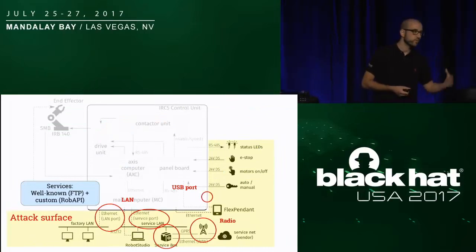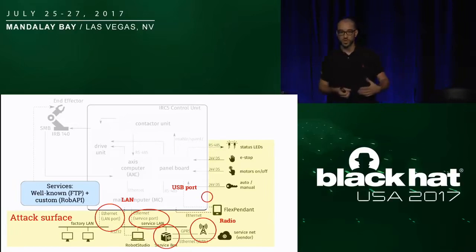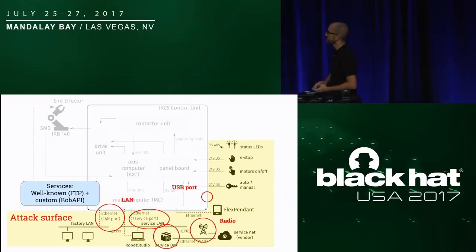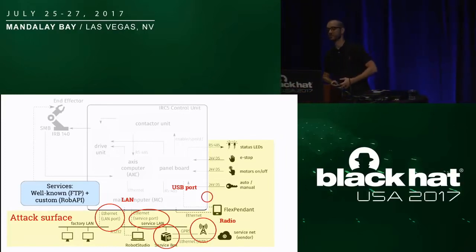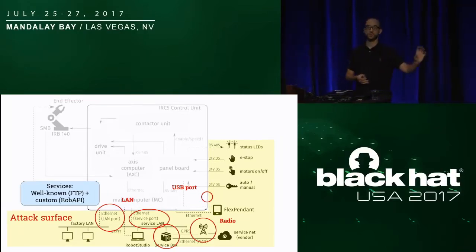For example, we have found that ABB uses FTP as a means to upload code or upgrade certain components. But of course, there are also other non-standard protocols. For example, ABB uses this API to receive commands, and the newest generation also has a REST-like API. So they're getting more and more open. And all of this is sitting, as you can see, on a pretty wide attack surface, from simple USB ports to Ethernet ports, even radio devices. The little antenna you see on the right is a 4G modem.